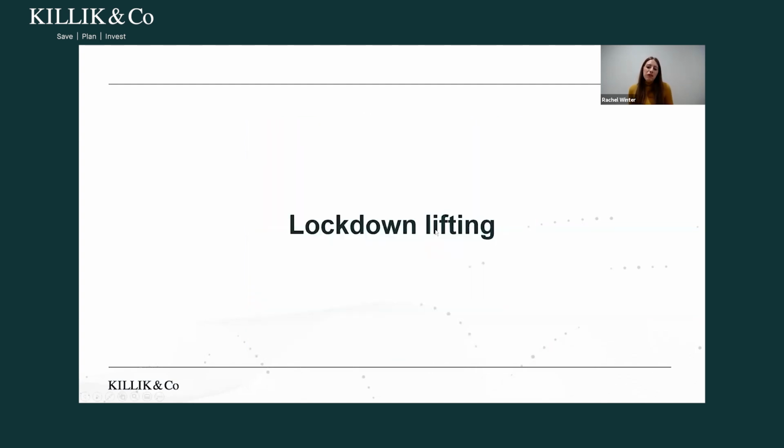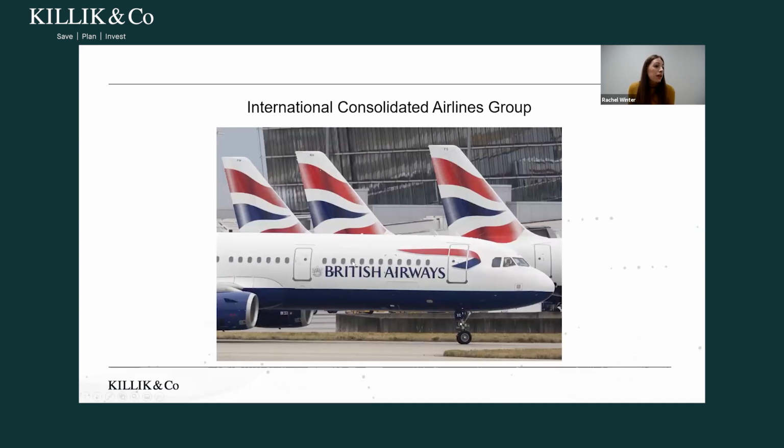Lockdown lifting. A lot of you came up with ideas for companies that have done very badly in the last year that might stand to do well when lockdown finally starts to ease. A couple of examples are International Consolidated Airlines, which owns British Airways. They've had a very difficult year, but if people do start to go on holiday again this year, then perhaps their share price will start to recover.